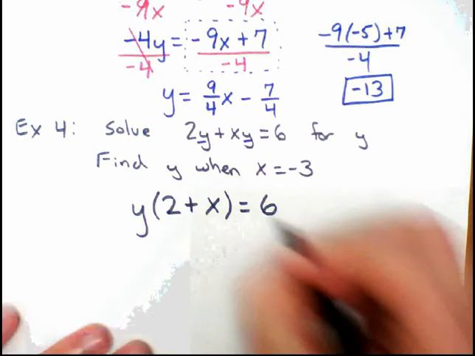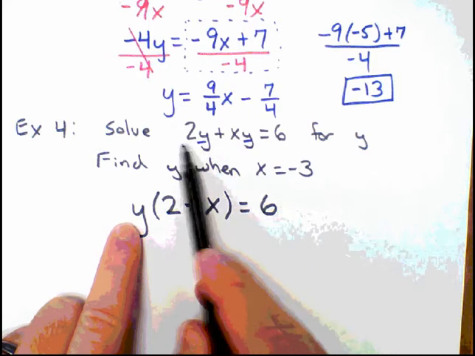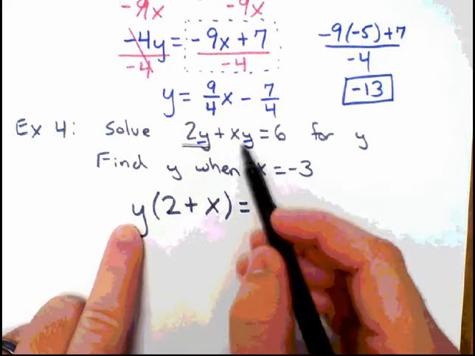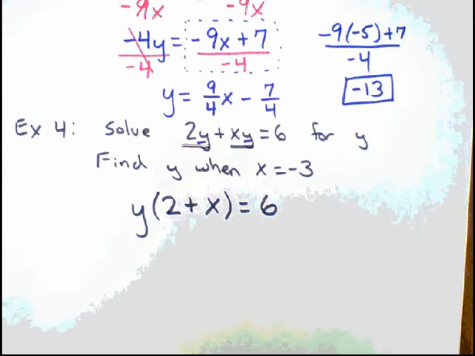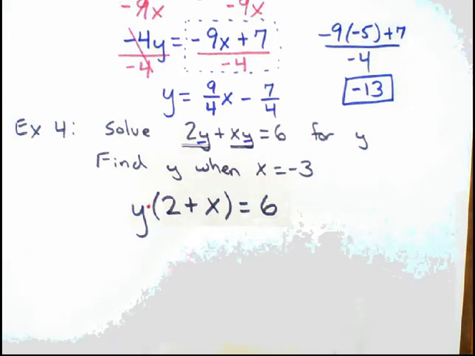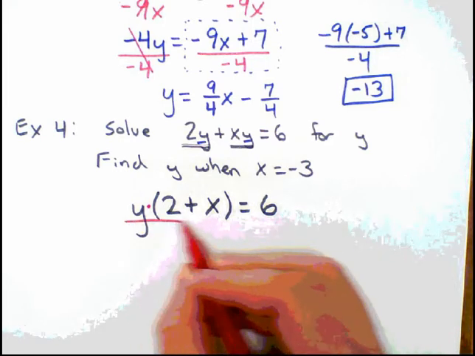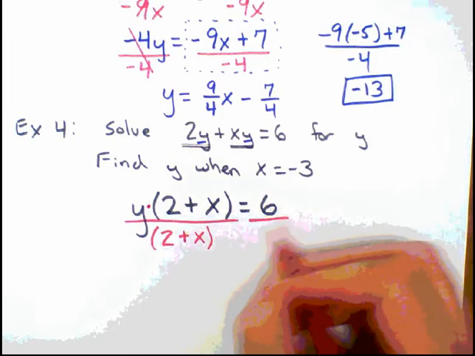And if you were to kind of work your way backwards here, if you were to distribute the y, you would get y times 2, which is 2y. Y times x, which is xy, which is the same thing. So now the main thing is just getting rid of that 2 plus x. You want to get this y by itself. This is multiplication again. So to undo multiplication, you're going to divide by what you don't want, which is the 2 plus x.